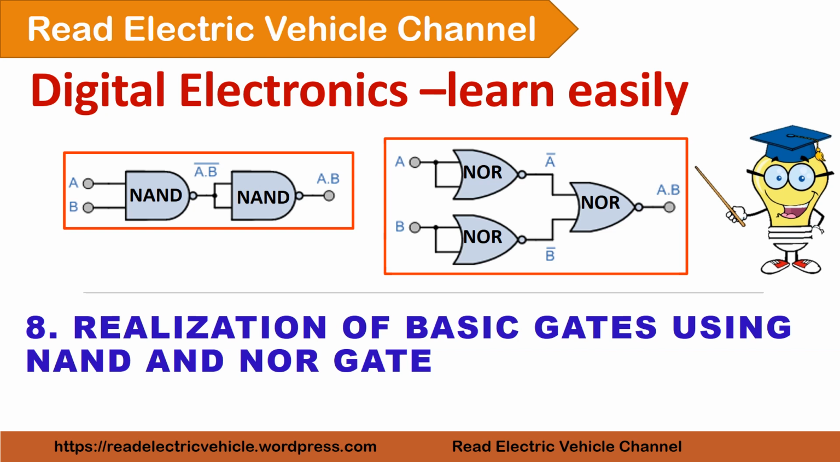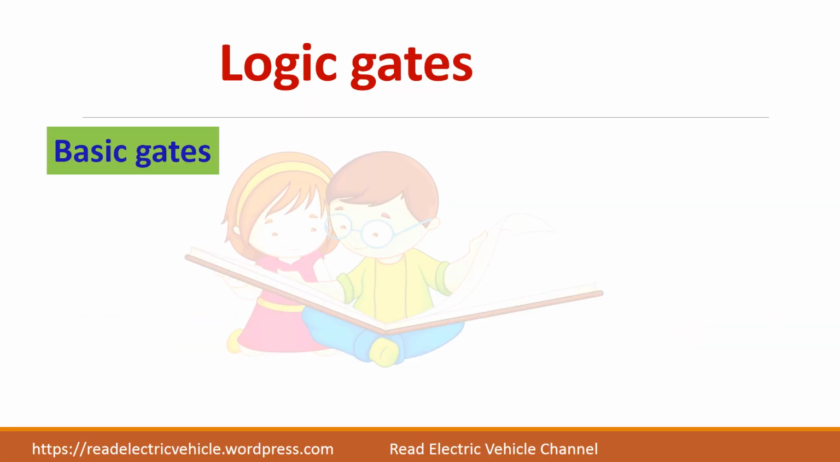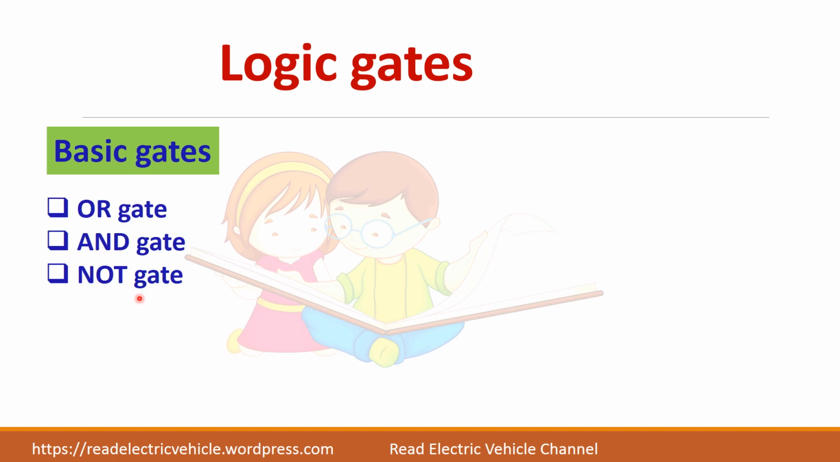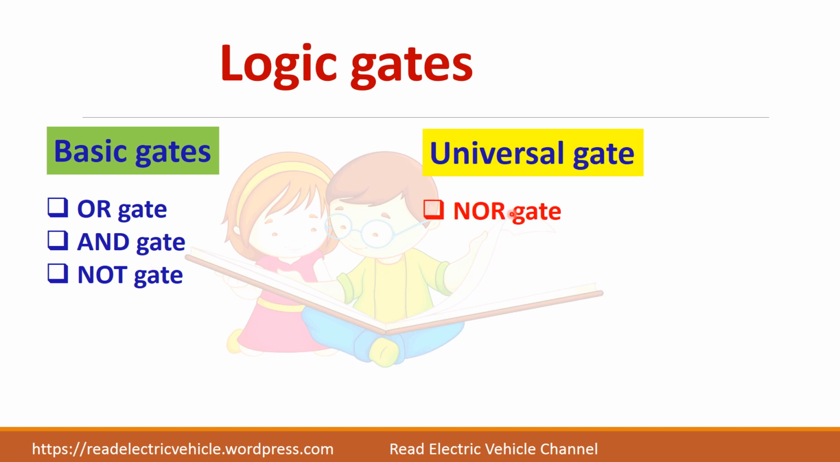In this video, let us see how to realize the basic gates using universal gates. The basic gates are OR gate, AND gate and NOT gate. These gates can be realized using universal gates, which are NOR gate and NAND gate.